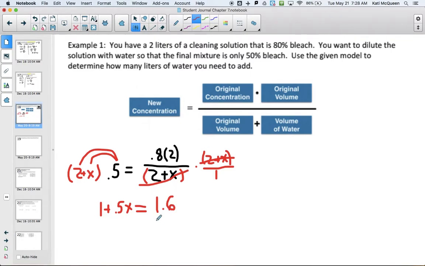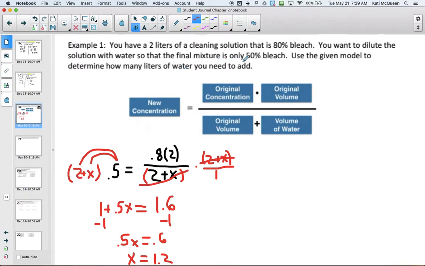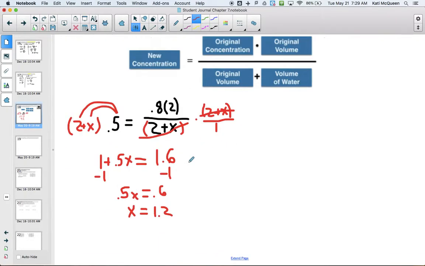Then I'm going to subtract the 1 from each side. We have 0.5x equals 0.6. And then divide each side by 0.5, and we get x equals 1.2. And this is 1.2 what? Well, x was how much water I needed to add, and all the other volumes are in liters. So this must be 1.2 liters of water.